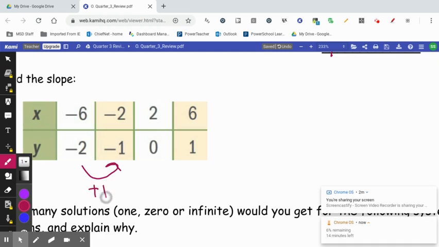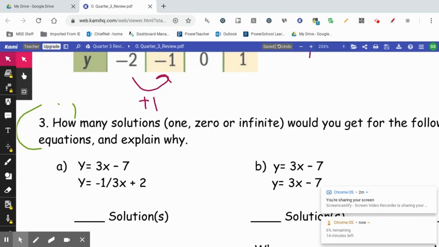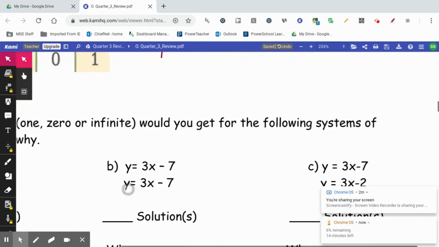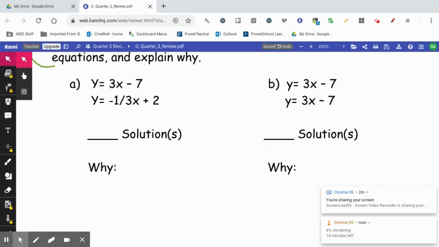Question number 3, how many solutions, 1, 0, or infinite, would you get for the following systems of equations and explain why? Okay, so for the first one, the first thing that we have to look at is to see if their slopes are the same. If they have the same slope, then we'll take a look at our y-intercept. If they don't have the same slope, that automatically means that they are going to intersect, which means we are going to have one solution. And that's because they have different slopes.